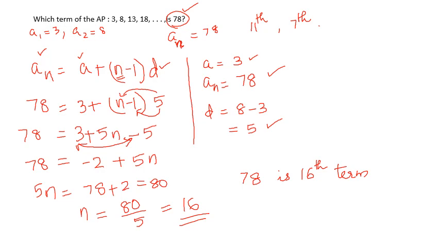This is the easiest chapter you have, children. This is the easiest chapter and very nice to do. The only thing is you have to understand the question. Okay, only this one thing I am teaching you today: an equals a plus n minus 1 into d. All the questions we are going to solve using this.